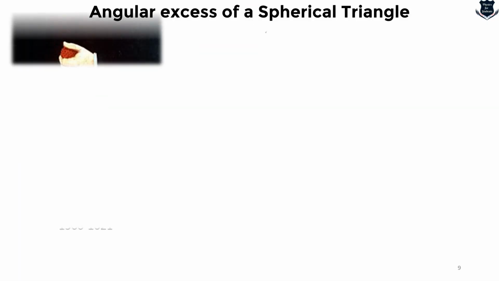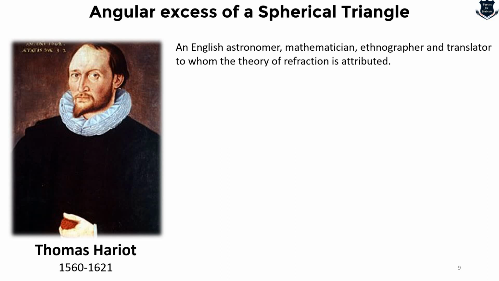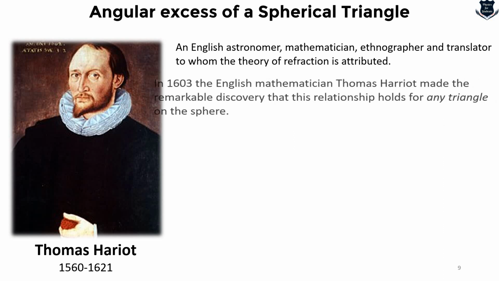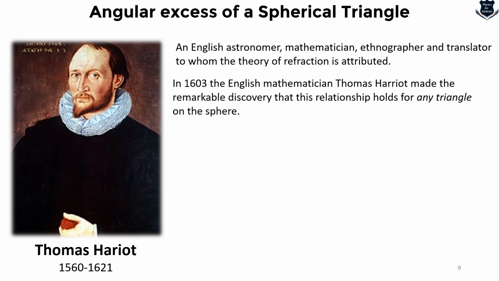Now this particular formula was actually invented, or in part discovered, in 1603 by the English mathematician Thomas Hariot, who made this remarkable discovery. And remember, he was not only a mathematician, he was an astronomer, ethnographer and translator. In 1603 he claimed that this relationship holds for any triangle on the sphere. We will look into the history later, because Thomas Hariot did not publish it.